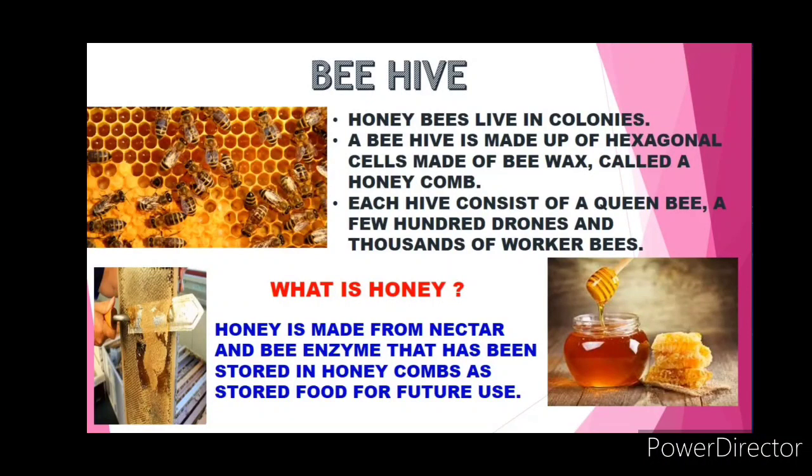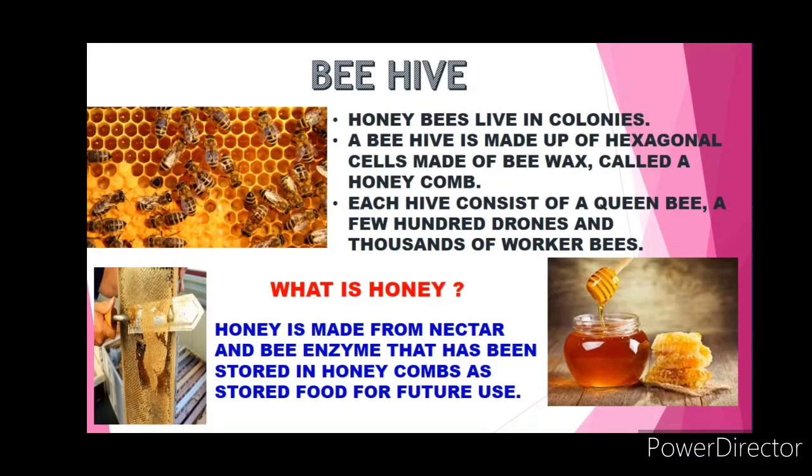A beehive is made up of hexagonal cells made of beeswax called a honeycomb. So the shape of the beehive where the bees live is hexagonal. See, these small holes are almost hexagonal. What is hexagonal? Which has six edges. If you see minutely, it has six edges. They are called the hexagonal structure, and it is made of beeswax. It is called a honeycomb, C-O-M-B. It is where the bees live and store the honey.